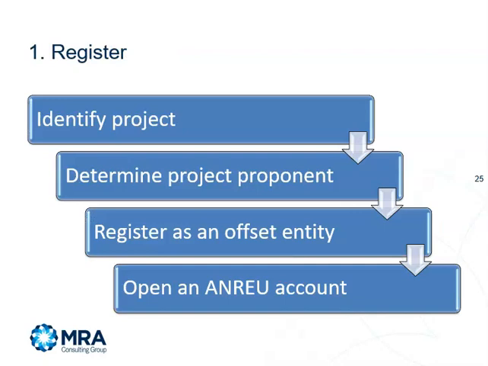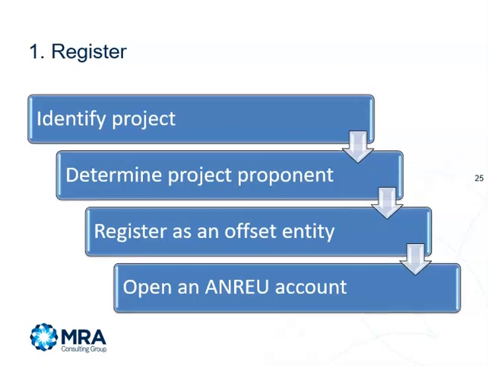First stage, identify the project. Determine the project proponent. The project proponent can be the landowner, the lessee, the aggregator, or a joint proponent. Register the project proponent as an offset entity. Open an ANRU account, which can be thought of as a bank account for ACCUs.